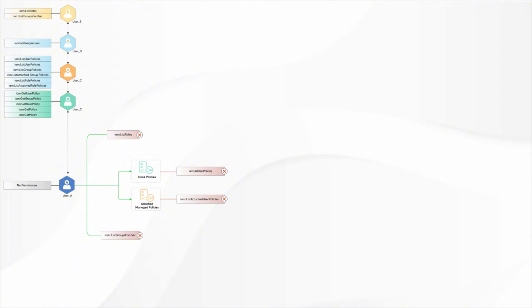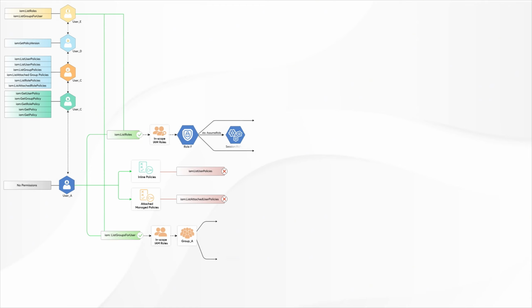That's the core weakness of single principal IAM enumeration. Because each session can see only what its own identity is allowed to see, hidden permissions stay hidden, and critical attack paths slip right past your radar. To fix this blind spot, we introduced the cross-principal IAM enumeration model, CPIEM for short.